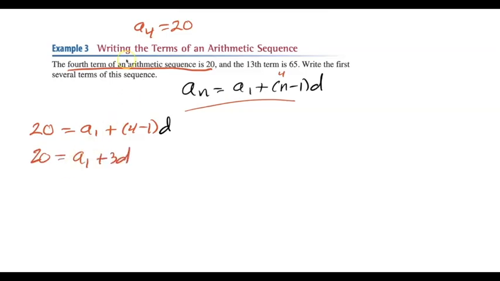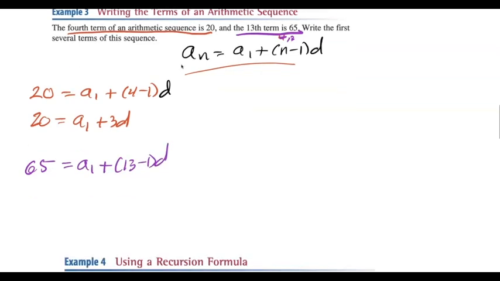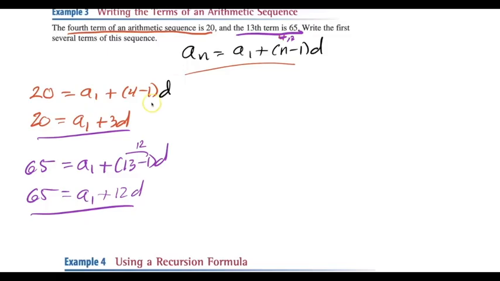They also tell us the 13th term is 65. So A13 equals 65. Same idea. When I plug in 13, I get 65. So 65 equals A1 plus 13 minus 1 times the common difference d. This is 12, so 65 equals A1 plus 12d. Now we have two equations with two unknowns. We're going to solve it like we solve anything. We can do elimination, we can do substitution, any way we want.